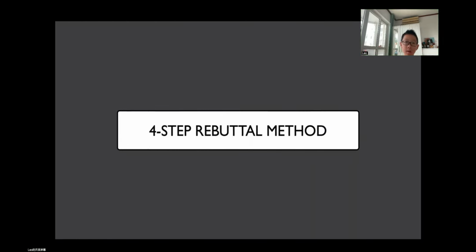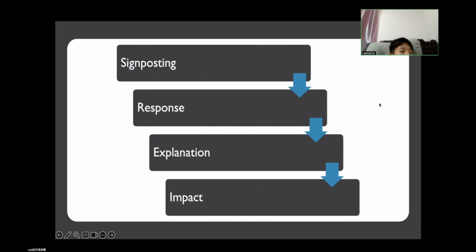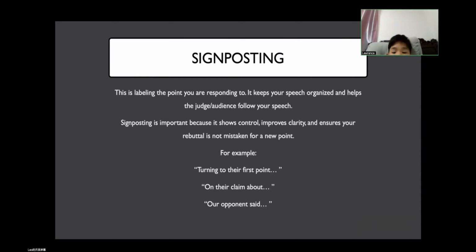So now we move on to the 4-step rebuttal method. These are the 4 basic steps of the rebuttal method. We have the signposting, the response, the explanation, and the impact. First thing first will be the signposting. This is labeling the point you are responding to. It keeps your speech organized and helps the judge to follow your speech and not trail off.